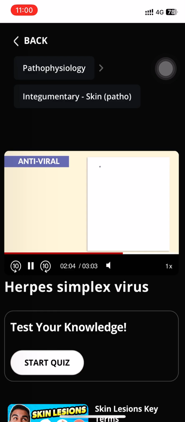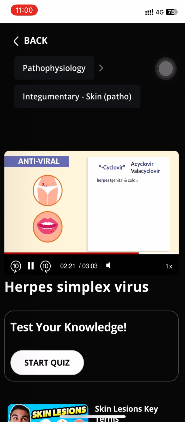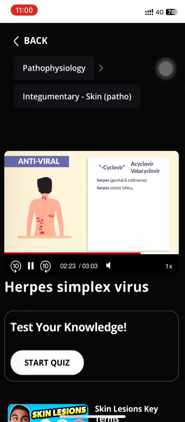These guys end in cyclovir, like acyclovir and valacyclovir. Now they kind of sound like circle here, since herpes sort of look like circles. And you can remember the vir is used to treat the viruses, like certain types of herpes. So herpes genital and cold sores, and herpes zoster, which are shingles.